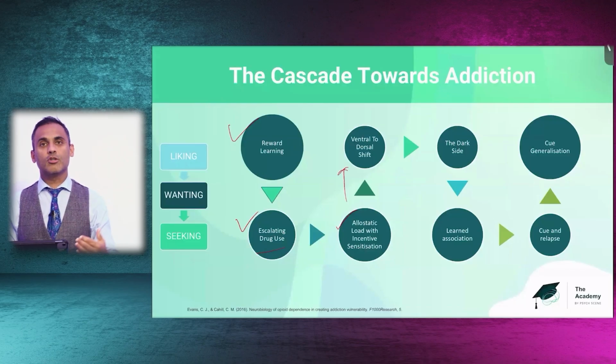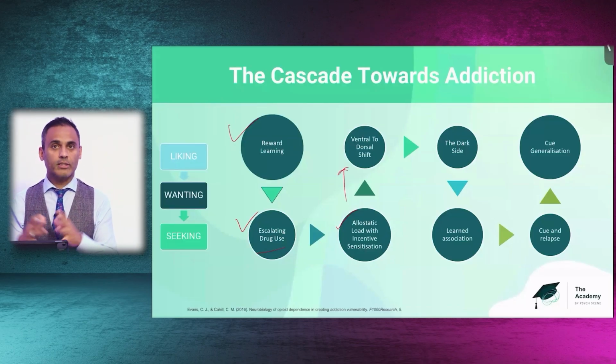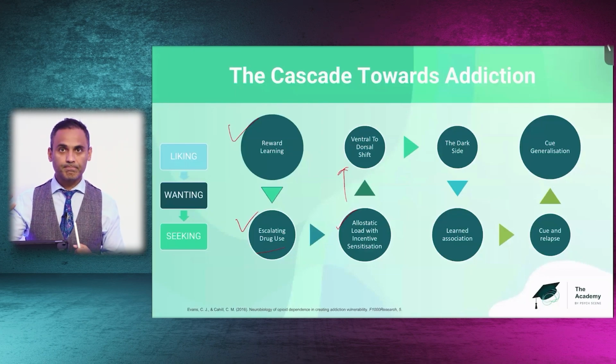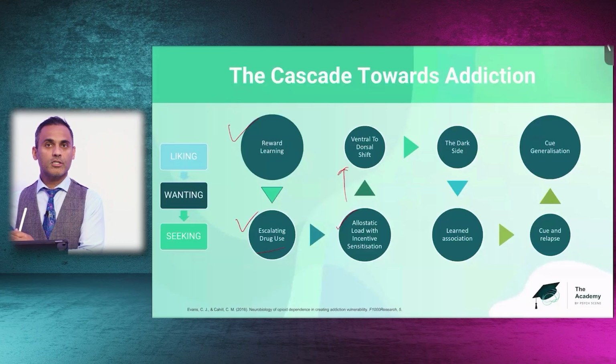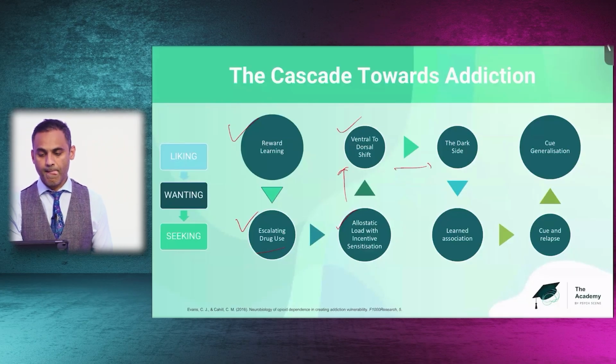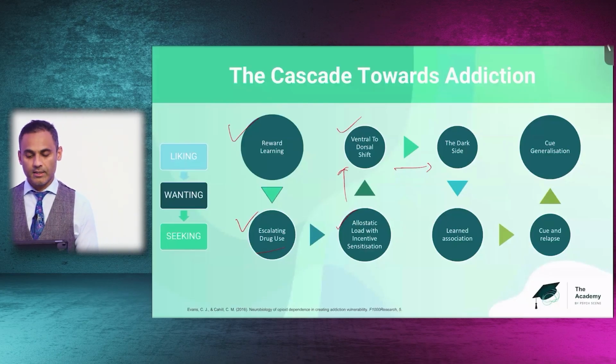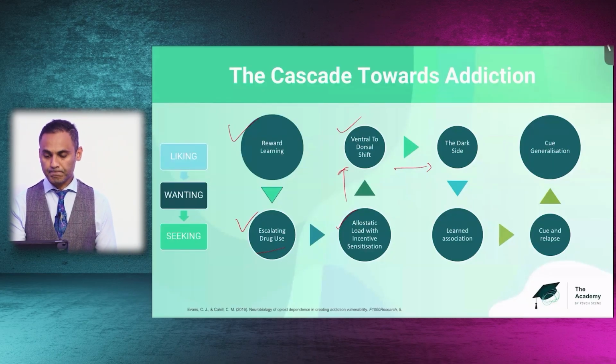Then, as it continues, the prefrontal cortex will start gradually weakening or losing its battle, simply because it's learned and it's moved towards the habit area. That's known as the ventral-to-dorsal shift. Then comes what's known as the dark side. I'll touch on this dark side a bit later.